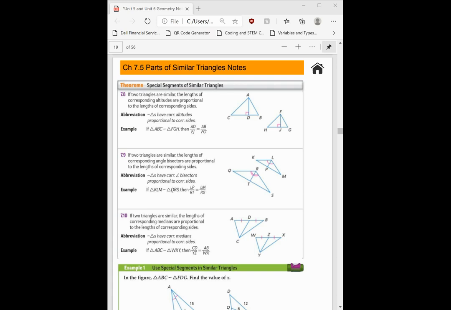Alright guys, we're going to start chapter 7.5, which is parts of a similar triangle notes. So first, I'm going to read what these theorems are. The first theorem is the special segments of similar triangles.